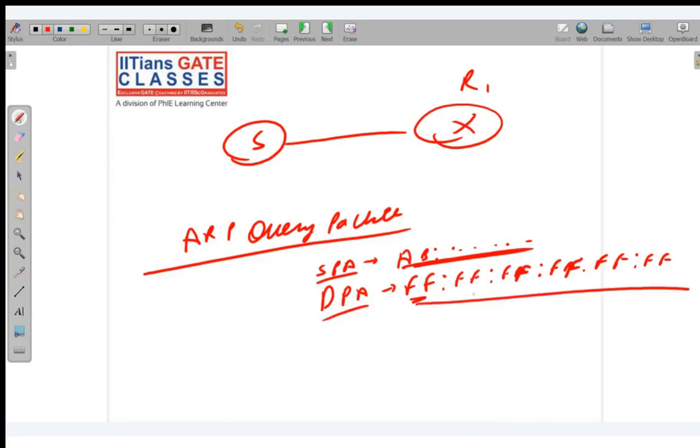Why am I keeping all ones? Because I do not know. Since I do not know, I want to send query packets. So obviously it will be broadcast on the entire network. You have to remember the ARP query packet is always broadcast on the entire LAN.